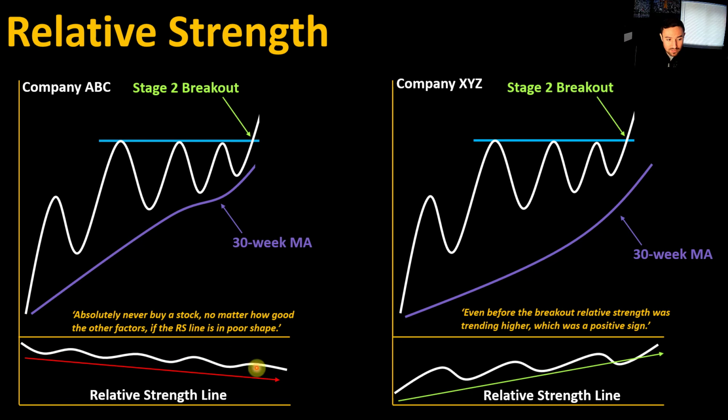So see how the RS line is in a downtrend here. It is underperforming the index. Even before the breakout, relative strength was trending higher, which was a positive sign. So Stan put great emphasis on relative strength and looking for the stocks outperforming the market. That tends to be where the institutions, the smarter institutions go. They go to where the relative strength is in the market.